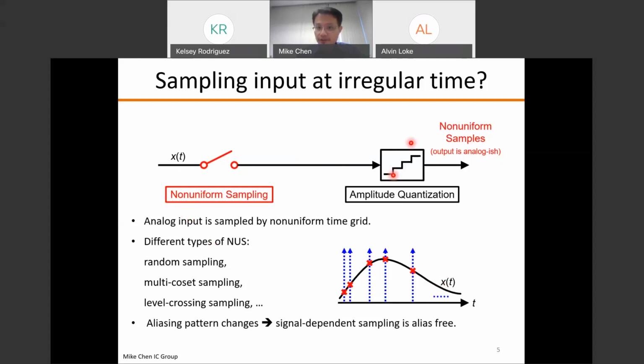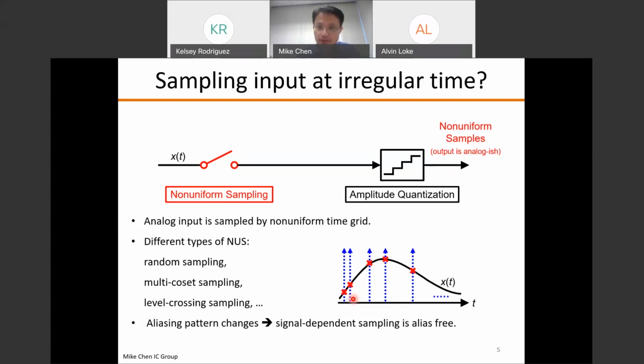Afterwards, you would still need to do some form of amplitude quantization, to turn that into some discrete level. The message I'm taking here is that because we are sampling at irregular times, remember previously I talked about how uniform sampling always has aliasing at integer multiples of fs. Whenever we do non-uniform sampling, we are changing that aliasing pattern. In a very extreme case, with signal-dependent sampling such as level crossing, it can actually be alias-free. Because there's no constant sample rate, there's no longer frequency aliasing at integer multiples of fs. That's pretty exciting. There are different ways of doing sampling, not just focusing on uniform sampling.